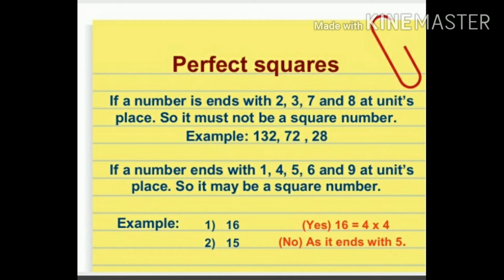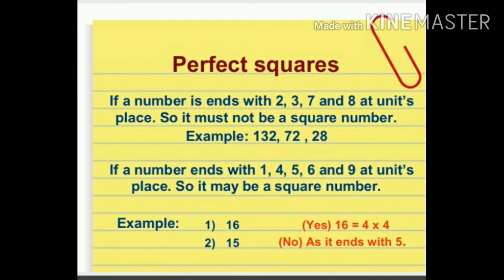My dear students, if a number ends with 2 or 3 or 7 or 8 at its units place, then it must not be a square number. For example, 132, 72, 28. These all end with 2, 2, 8 in their unit places. So that's why, dear students, 132, 72, and 28 are not perfect squares.